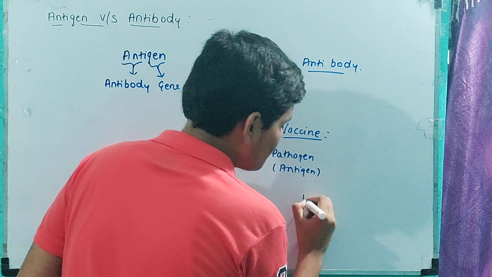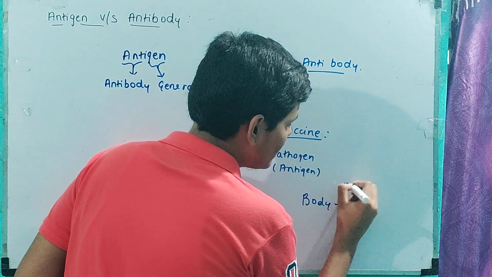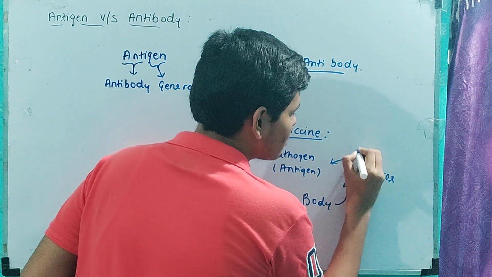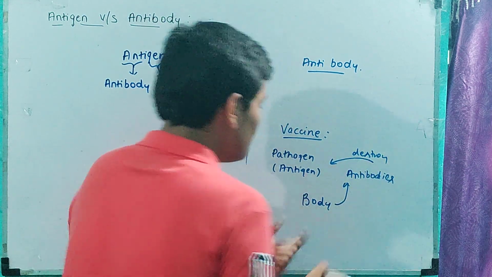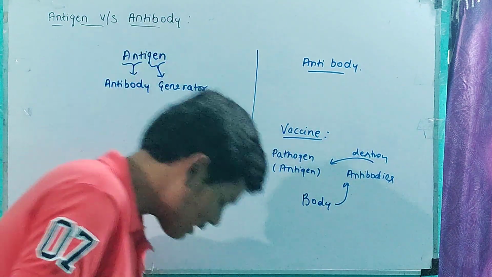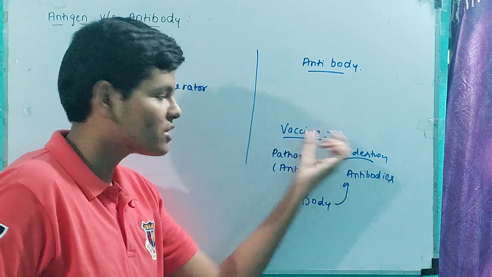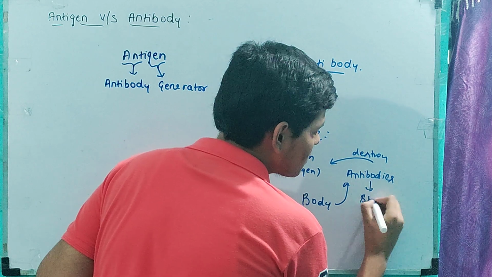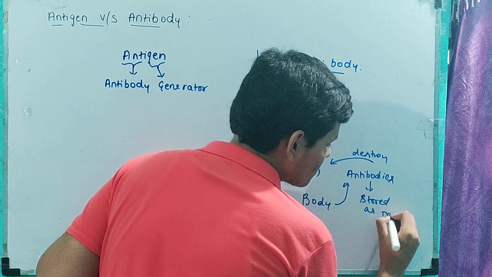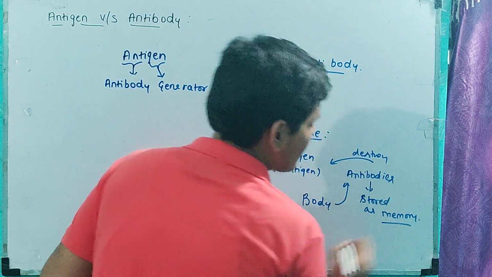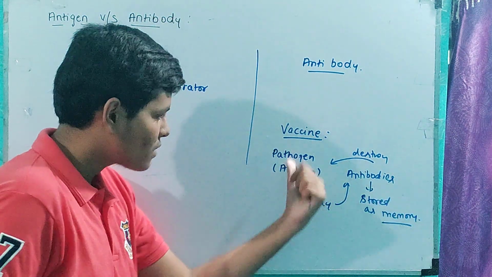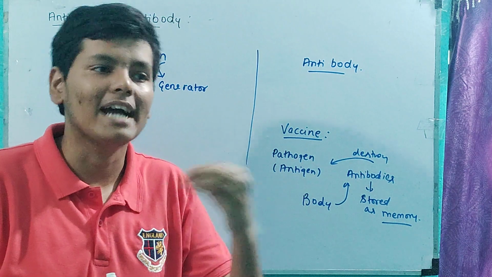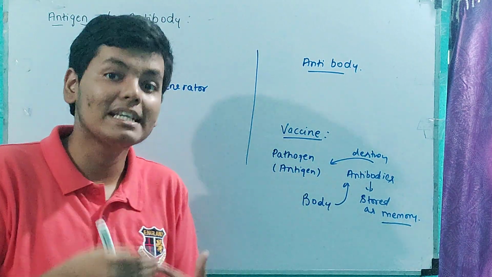So our body produces antibodies. These antibodies will destroy the pathogen's antigen. Now, once these antibodies have destroyed the pathogen's antigen, these antibodies get stored as memory. And how were they able to destroy this antigen? Because this antigen was already either dead or very weakened. So it was easy to destroy it.